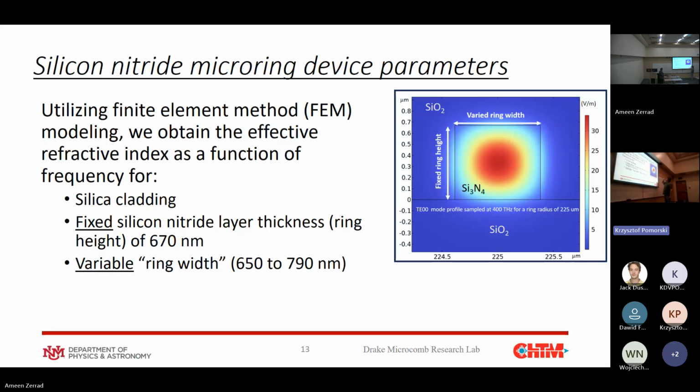Here, I'm essentially showing you the mode, the fundamental TE mode in the waveguide, where this is your electric field in the color map. So I'm just showing you a fundamental TE mode sampled at about 400 terahertz for a ring radius of 225 microns.